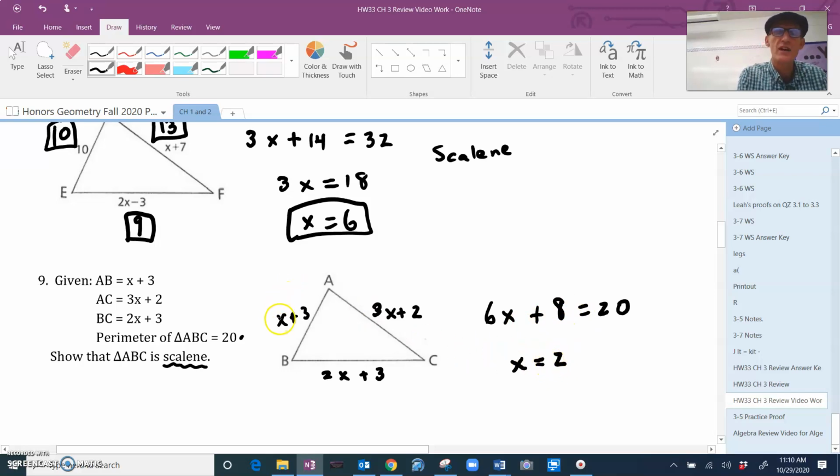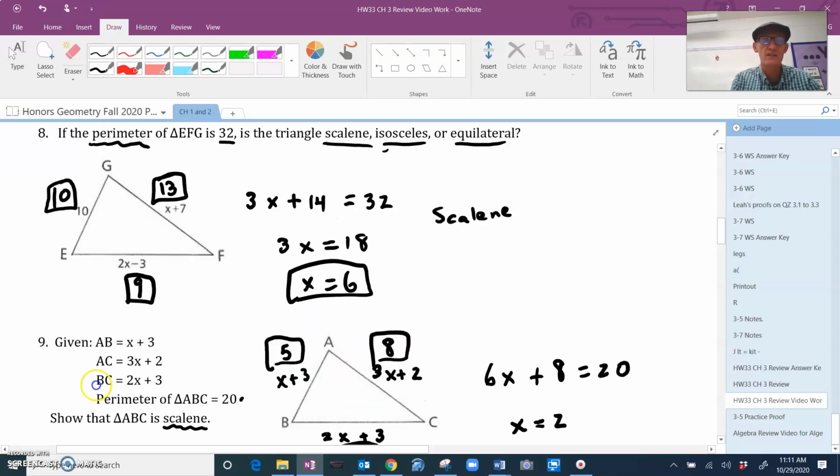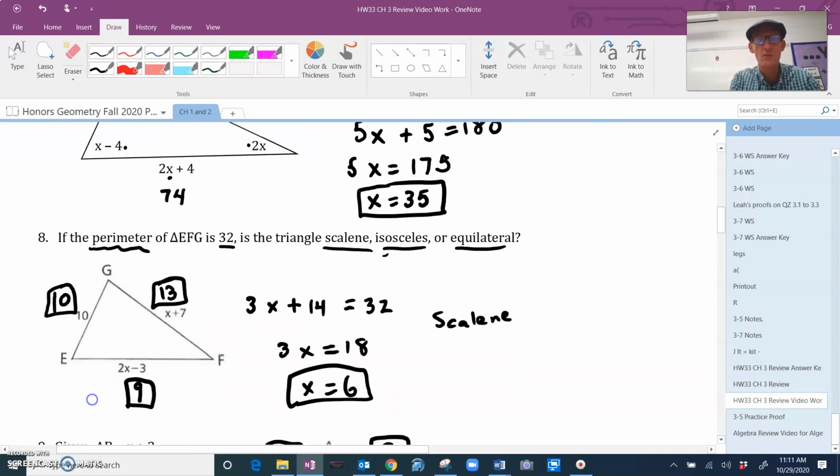Okay, so this side is 2 plus 3, which is 5. This side is 3 times 2 plus 2, which is 8. And this side is 2 times 2, which is 4, plus 3, which is 7. So we can see that all three sides are not equal. It's a scalene triangle, just like the previous two problems.